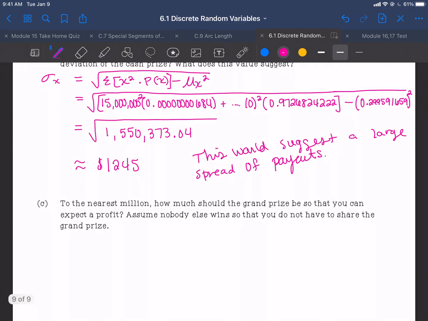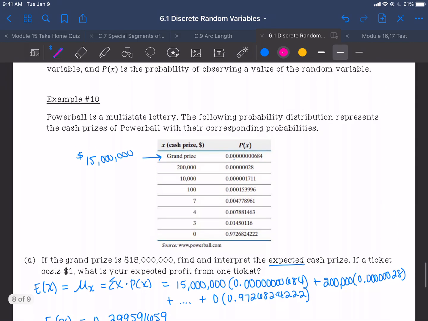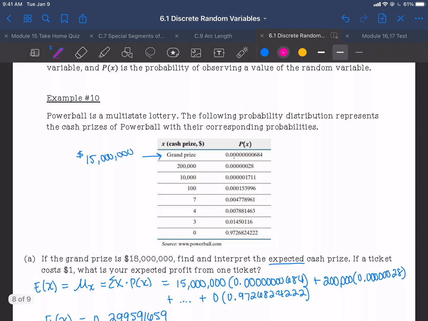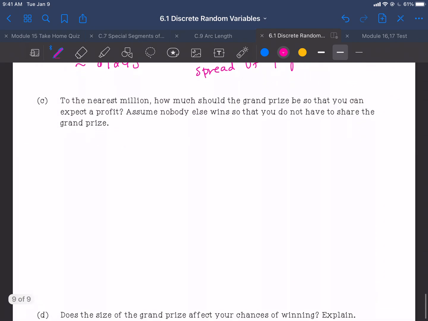All right. So remember, the larger your standard deviation is, the larger the spread of the money is, and that makes sense looking at your chart. You go from a grand prize of 15 million. The next highest is 200,000, all the way to not winning anything.